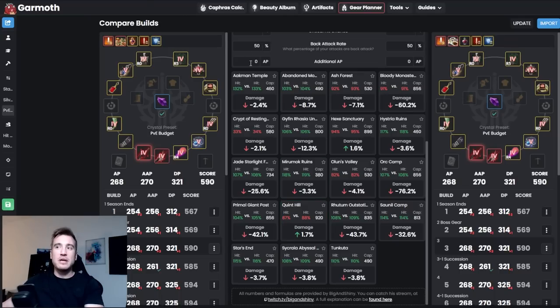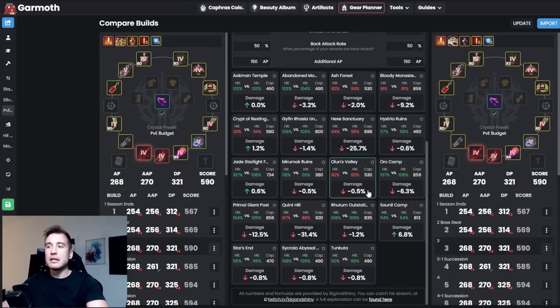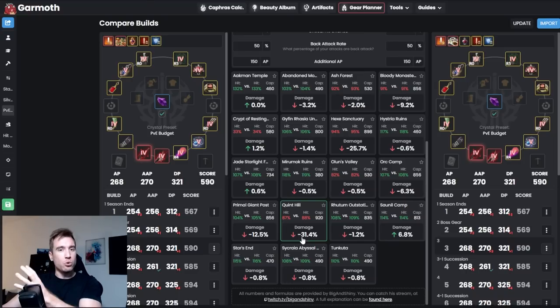So let's see what happens if we add 150 AP to both sides. Then suddenly we actually have enough damage to start hitting the Quint Hill mobs, and you'll see we now deal 31% less damage. The only reason I was dealing more damage was because we were basically dealing zero damage before, and then the multipliers helped out, but you would never be able to grind that spot. So play around with these kinds of things and get an idea about it.